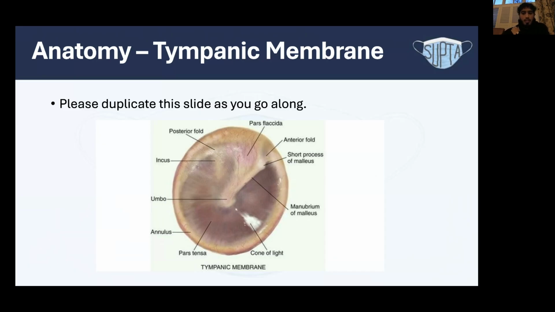We have our pars tensa. This forms the majority of the membrane. It's the main body that you can see. And on the outside, it forms a fibrocartilaginous ring that we call the tympanic ring.